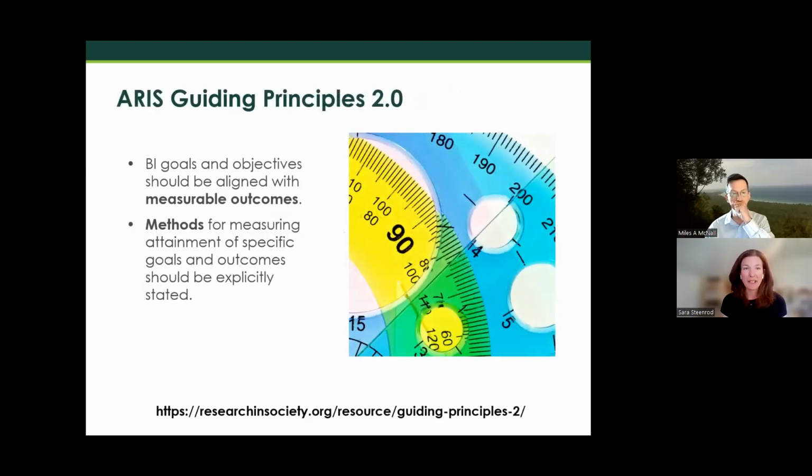Fortunately, there are many resources to help you as you develop an evaluation plan. So one is from the group ARIS, so it's Advancing Research Impacts in Society. And they've developed this fabulous document called Guiding Principles for Broader Impact Development. And according to this document, the BI goals and objectives should be aligned with measurable outcomes, and methods for measuring attainment of those outcomes should be explicitly stated in your proposal. This is great advice. Next slide, please.